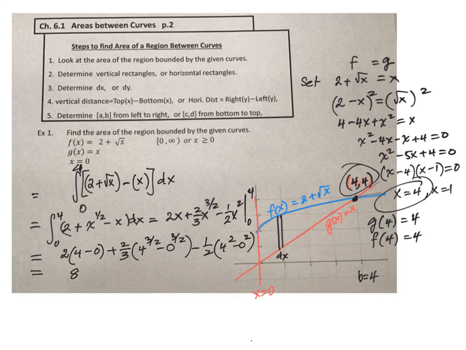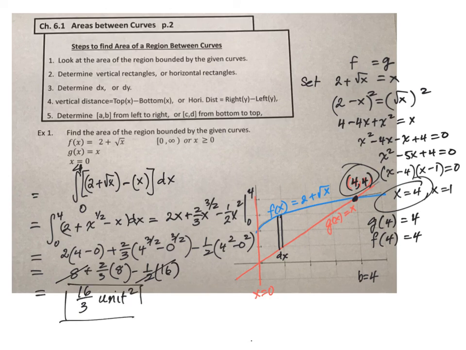Simplify the answer. We have 2 times 4, which is 8, plus 2/3 times the square root of 4, which is 2, and 2 raised to the third is 8, minus 1/2 times 16. 16 divided by 2 is 8. Negative 8 plus 8 is 0. Our final answer is 16 over 3 units squared. That is the total area between the two curves.